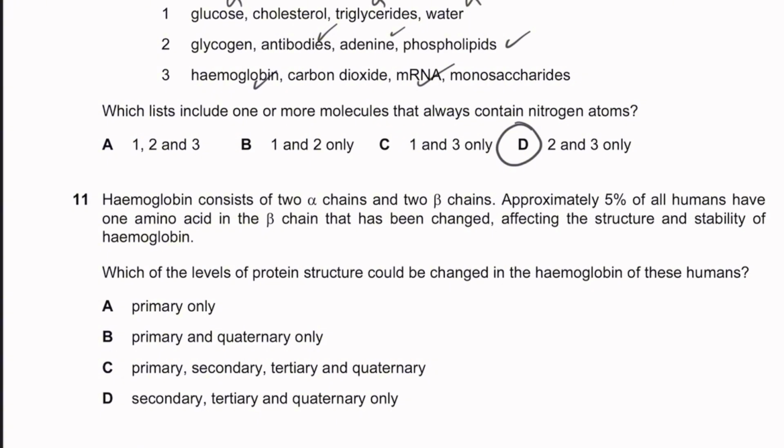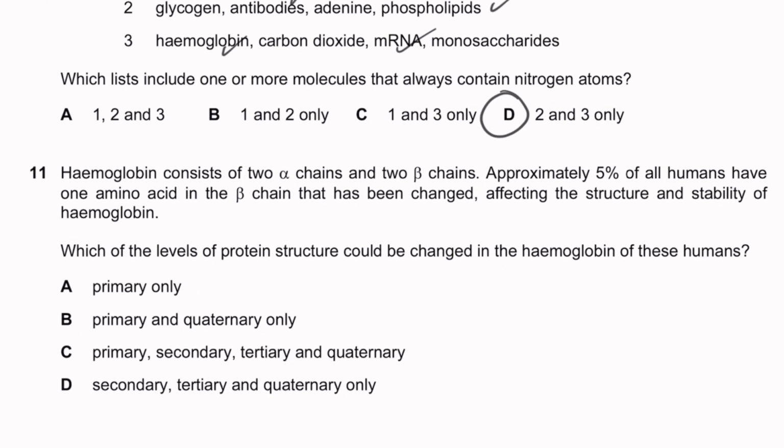But obviously, here, he says that humans have 1 amino acid in the beta chain that has been changed. So what does this change? It will change the primary structure. It will obviously change the tertiary structure, but we don't have an option for primary and tertiary only, so we must pick primary, secondary, tertiary, and quaternary.